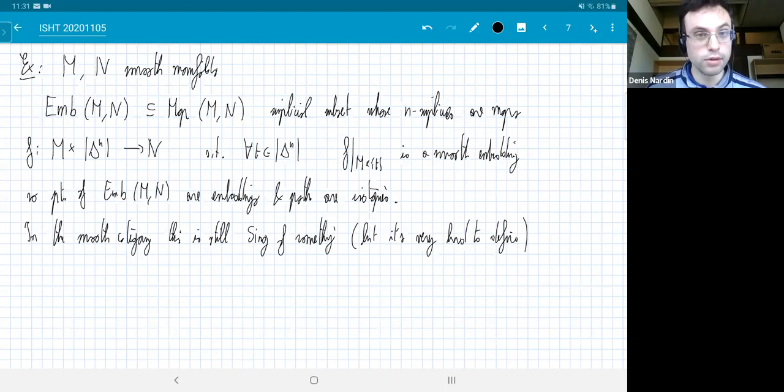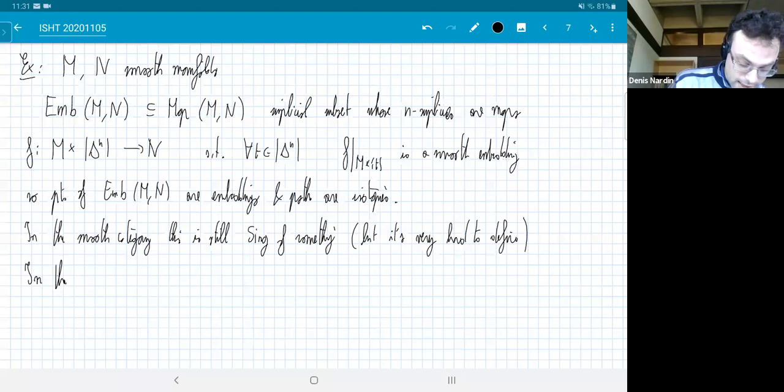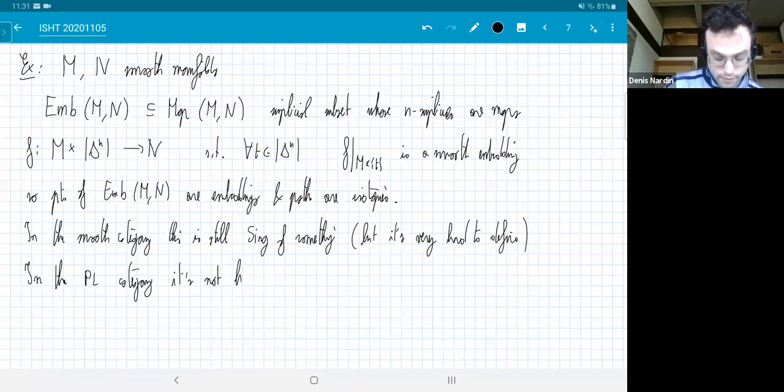But what it boils down to is that this Kan complex instead is very easy to define. Oh, I didn't say it. This is still a Kan complex. But okay, let me say it later. But in the PL category, if you work with PL manifolds, it's not known if this is the singular complex of something.